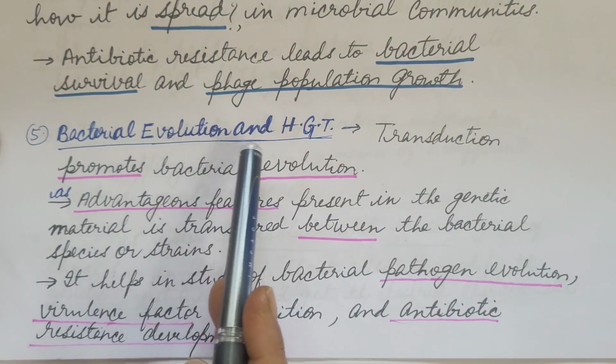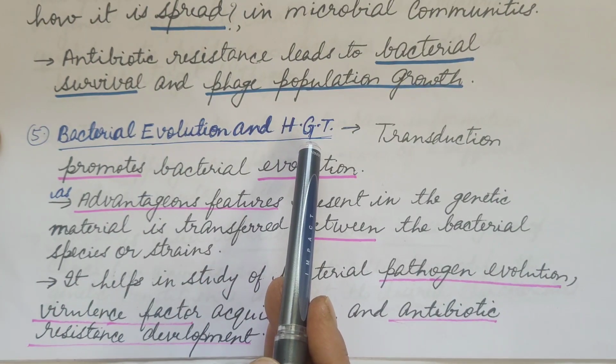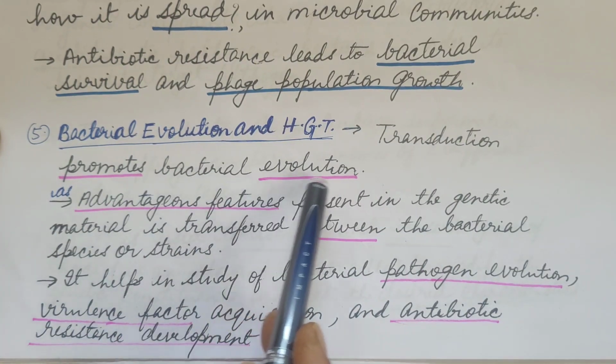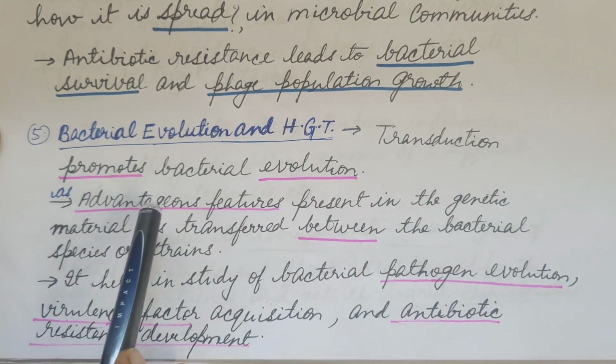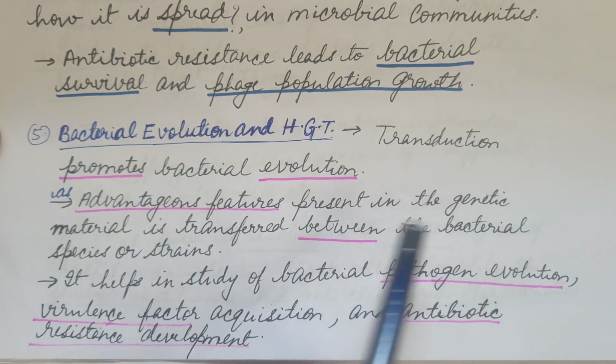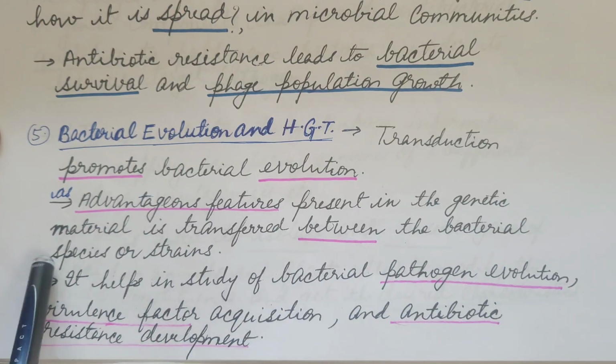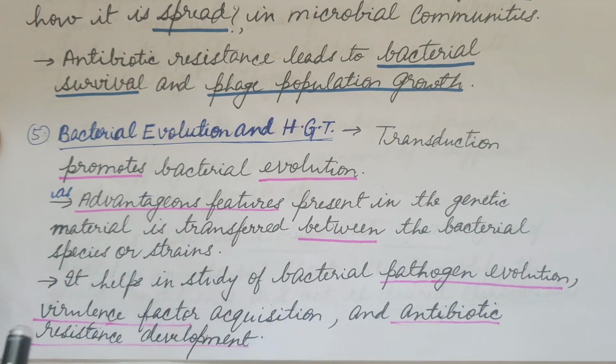Fifth is bacterial evolution and horizontal gene transfer. Transduction promotes bacterial evolution, as advantageous features present in the genetic material are transferred between bacterial species or strains. It helps in the study of bacterial pathogen evolution, virulence factor acquisition and antibiotic resistance development.